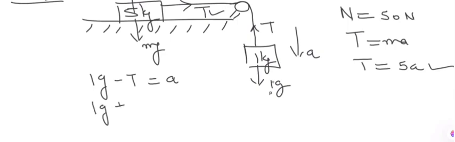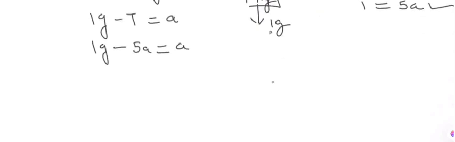So I am getting 1g plus... sorry, not plus, it's a minus. Equals A. Correct now? Okay, great. It will go there. So that means my 1g equals 6A. So what is your acceleration? Acceleration will be 1 over 6g.